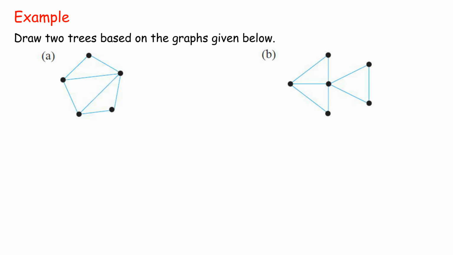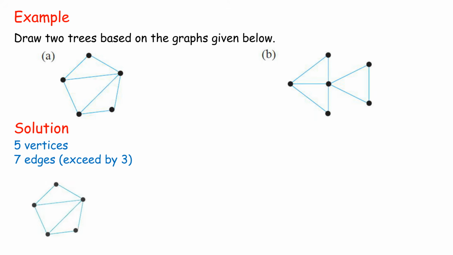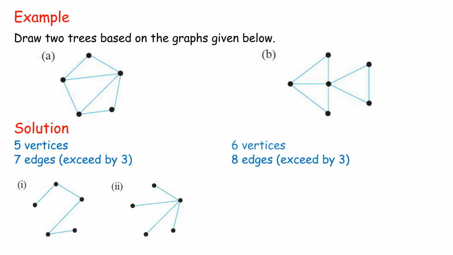Example: draw 2 trees based on the graphs given below. Solution: A. 5 vertices. In order to change to a tree, should have 5 minus 1, 4 edges. The original diagram has 7 edges, which exceed by 3. B. 6 vertices. In order to change to a tree, should have 6 minus 1, 5 edges. The original diagram has 8 edges, which exceed by 3.